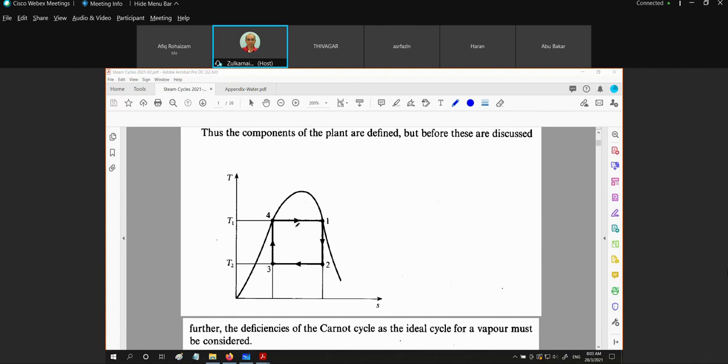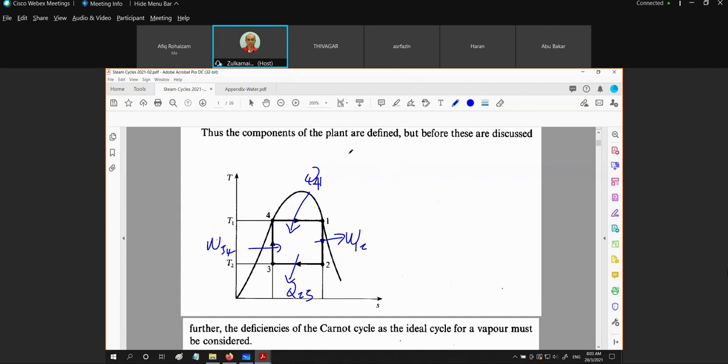As we know, this is the Q from the boiler, which is Q41. This is the work output from the turbine, W12. This is the Q rejected at the condenser side, which is Q23. And this is the compressor work we are going to put in, which is W34. So this is all the energy, the work transfer and heat transfer involved in a Carnot cycle.